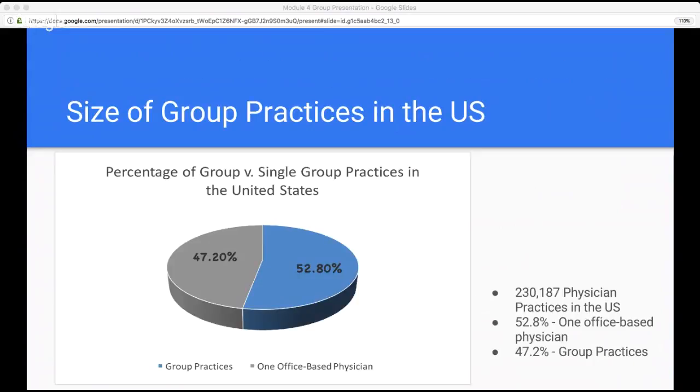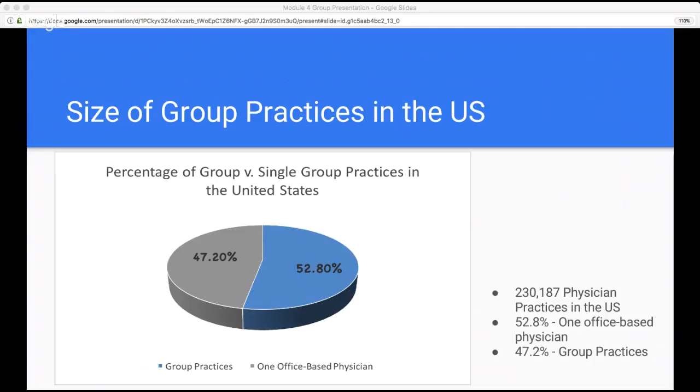Size of group practices in the U.S. There are approximately 230,187 physician practices in the United States. Among these physician practices, 52.8% consist of only one office-based physician. The remaining 47.2% of physician practices are group practices.